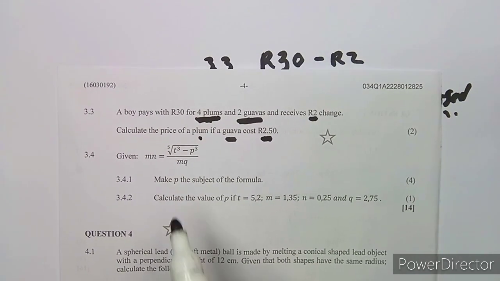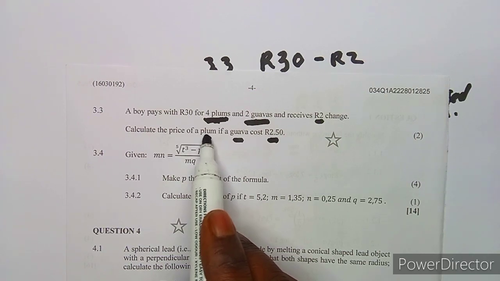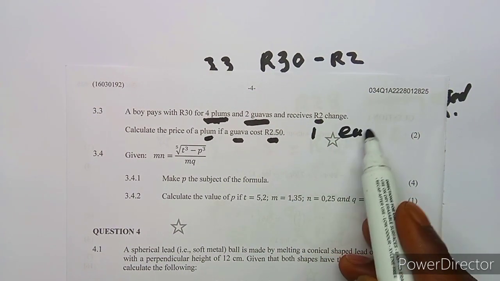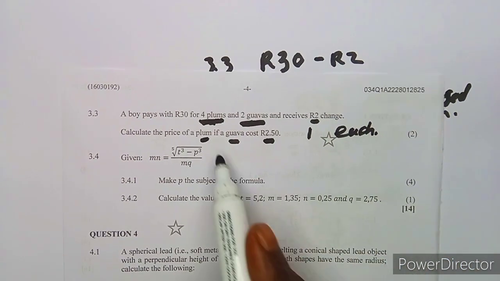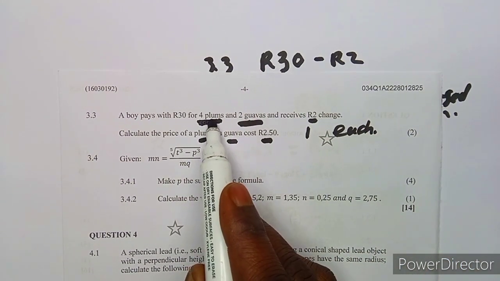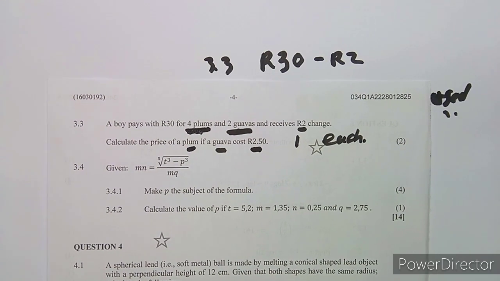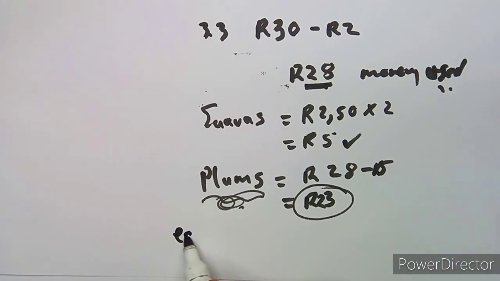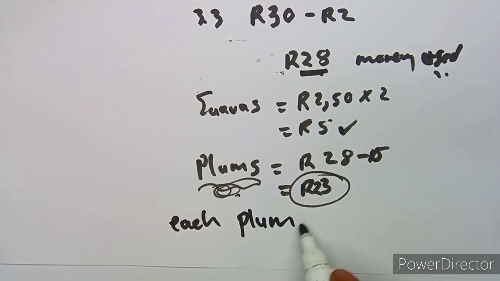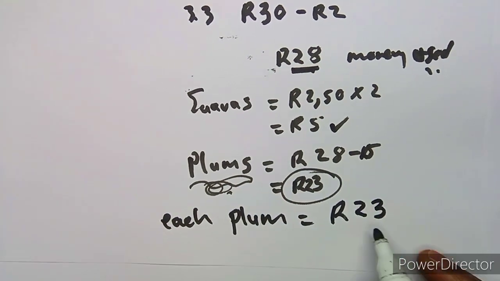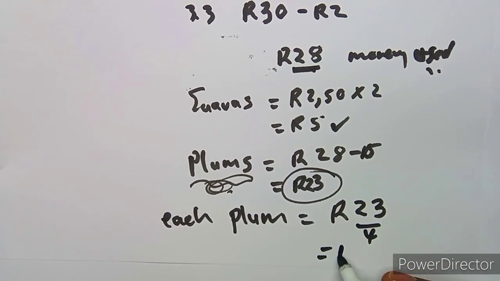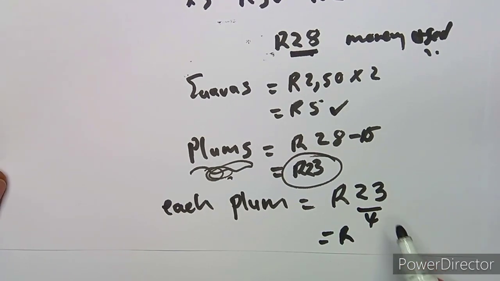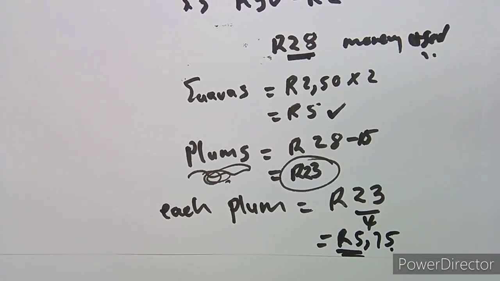But in this case, we need to calculate the price of a plum, which means we're talking about each, which is 1. That is each, and we bought how many? 4 of them. So what is going to be the cost of each? Okay, so which means for each plum, definitely we have to divide. How many do we have? We've got 23. Divide by how many did we buy? It's 4. So if we divide by 4, each is going to be 5 rand 75. So that was the cost of each plum.